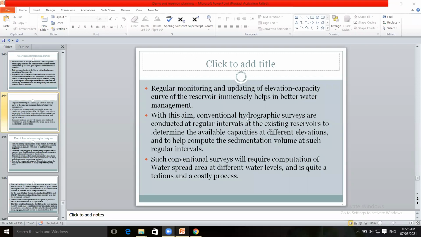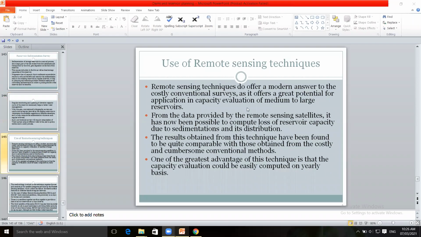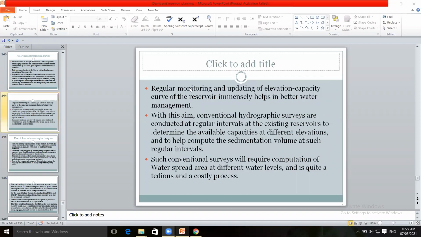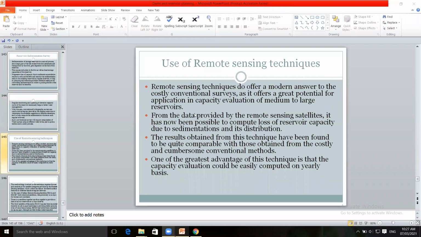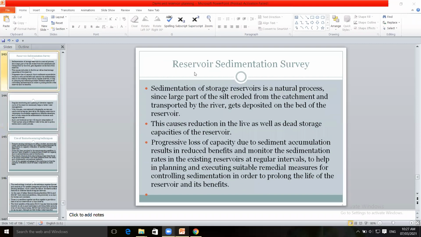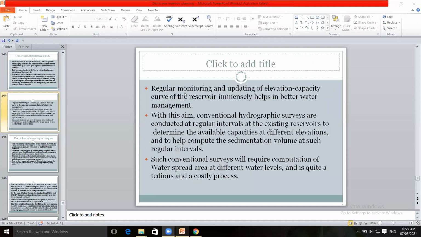So this sedimentation survey is done using some modern techniques. In that, remote sensing techniques are used. Some modern instruments may be used. So reservoir sedimentation survey means regular monitoring and updating of the capacity elevation curve and area elevation curve, to determine the storage capacity of the reservoir, and to determine the sedimentation volume or silting of the reservoir. This is the reservoir sedimentation survey.